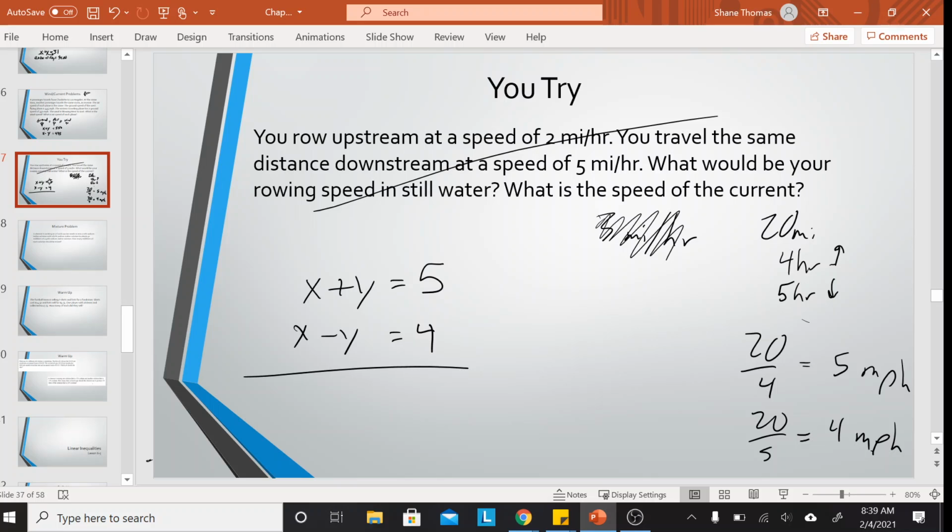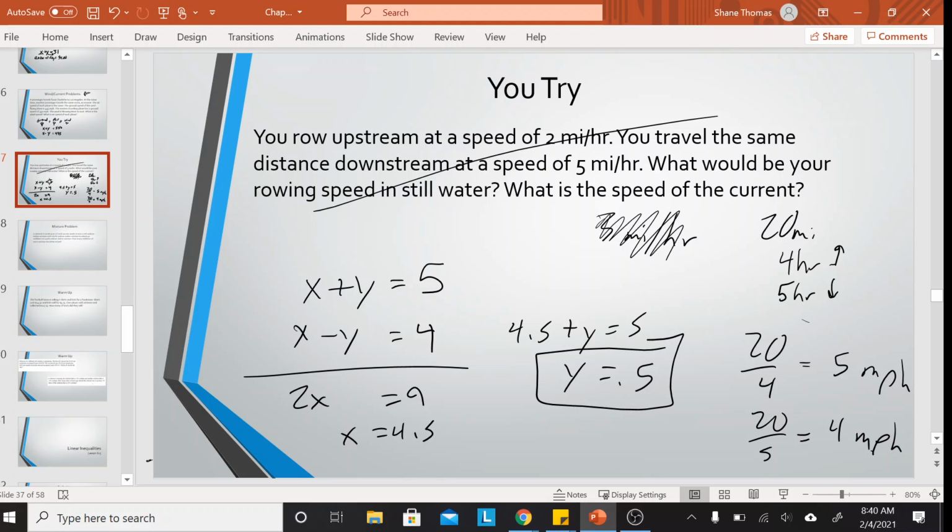Straight down. 2x equals 9, so x is 4.5. Plug it back in. I get 4.5 plus y equals 5. Subtract it over, y is going to be 0.5. What's 4.5 equal to? That's the speed of your boat. This is the current. Current, boat speed. This will be very similar to one on your test, where you have to do this first.